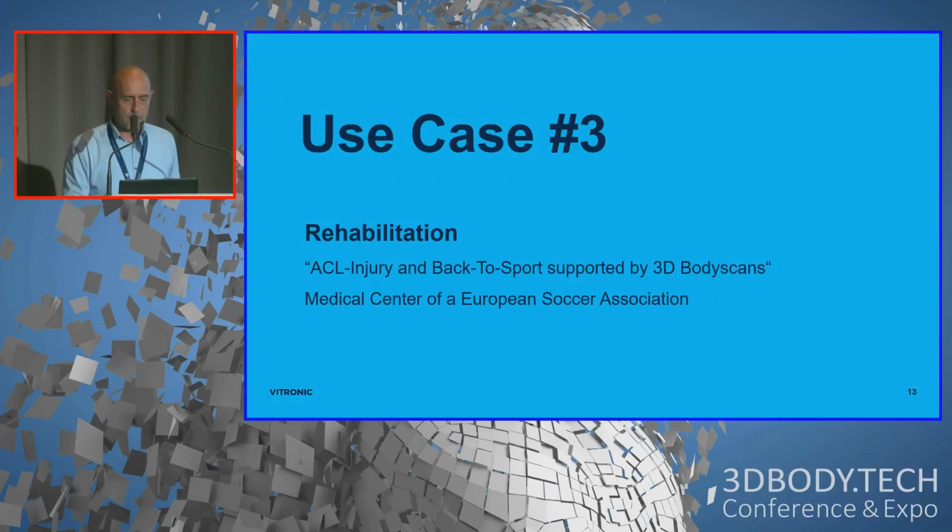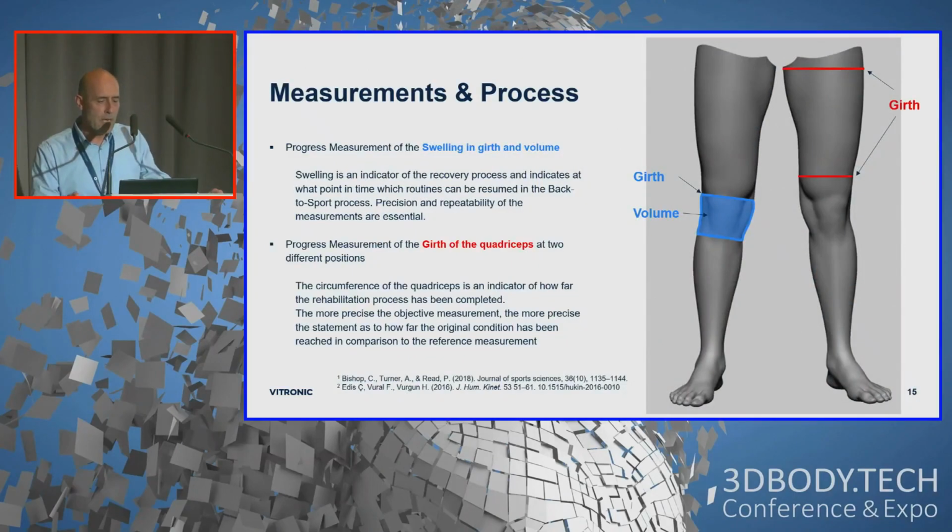Use case 3 is in terms of rehabilitation. Here I brought an ACL injury and back-to-sport process, which is supported by 3D body scan. When we have an ACL injury, the medical staff measures the swelling in girth and volume. And during the rehabilitation period over the 4 to 6 months, we measure the girth on the very upper area of the injured leg.